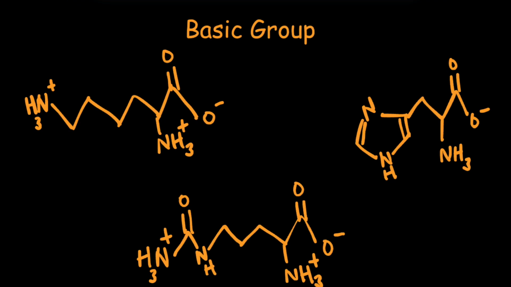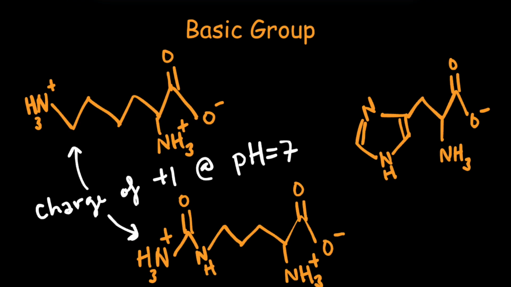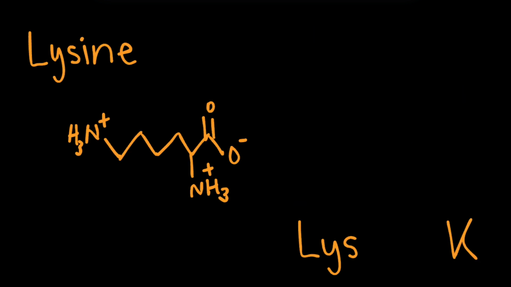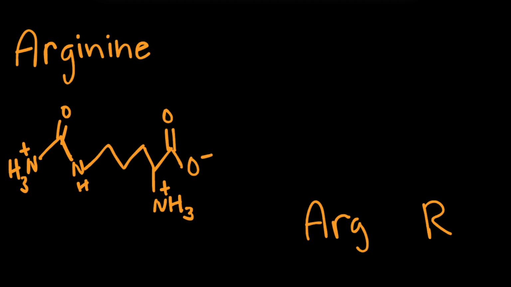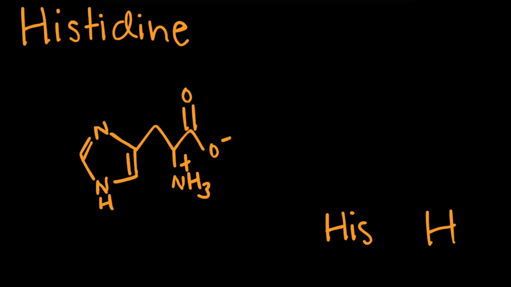Moving right along, we're going to start with the basic group. All of these are going to have a +1 charge at pH 7. For lysine, in my head, I just call it longine, and for the K, you're just going to have to remember that. For arginine, bring out your inner pirate and call it like arginine. Histidine is considered basic, even though technically it doesn't actually have that +1 charge at pH 7, but don't think about it too much right now.